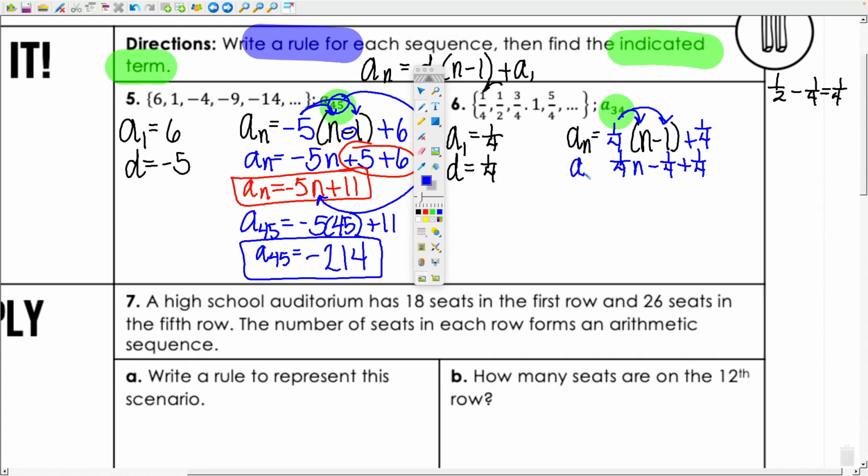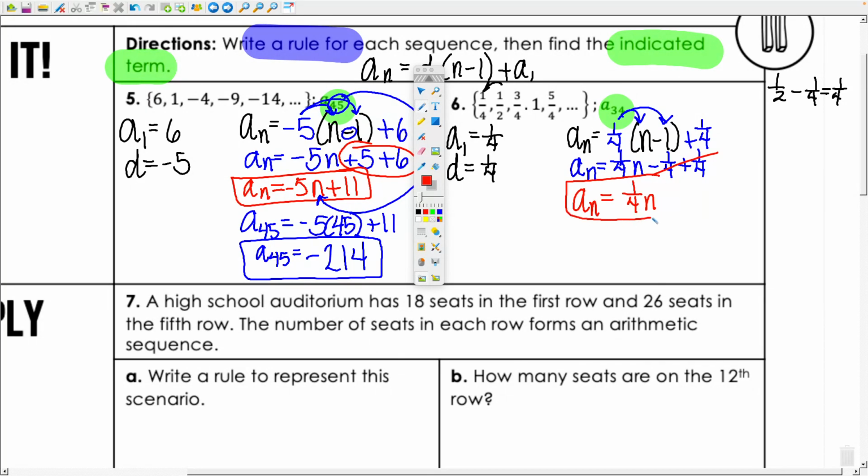Whoa, hopefully you see what I see. I know it ain't Christmas, but you see what I see, don't you? Yes, what do you see? Talk to me. Okay, what'd you say? The same. The same fraction. So what's going to happen with those? Thank you, Zach. They cancel out. So that means my rule is now a sub n equals 1/4 n.